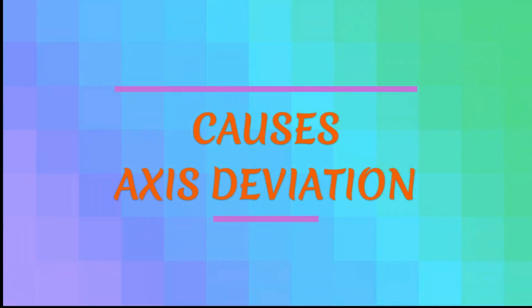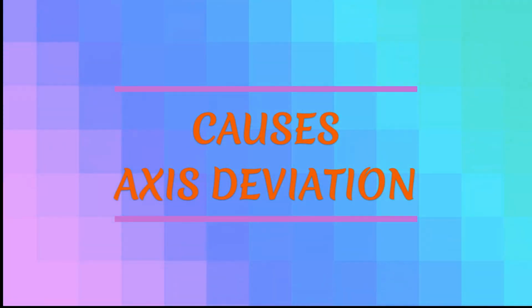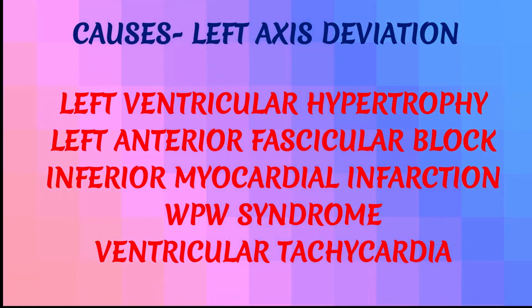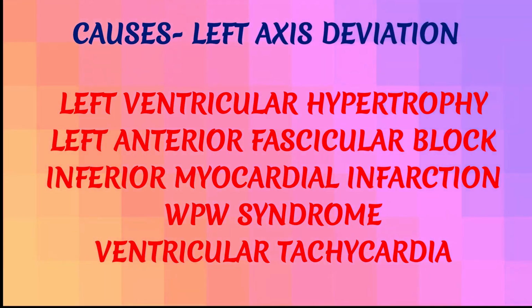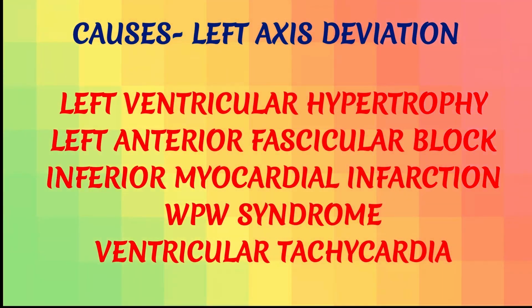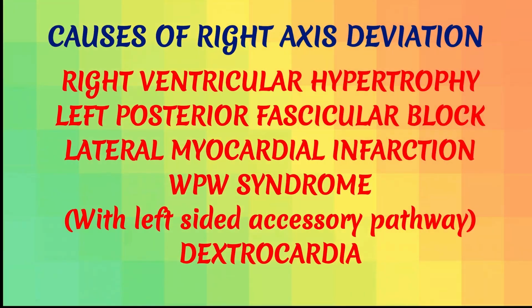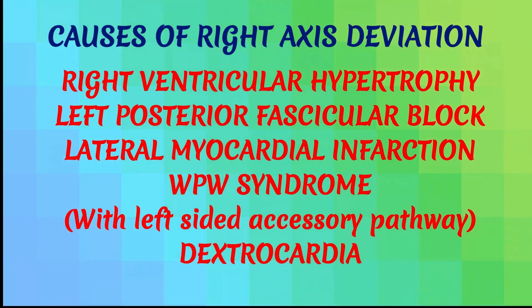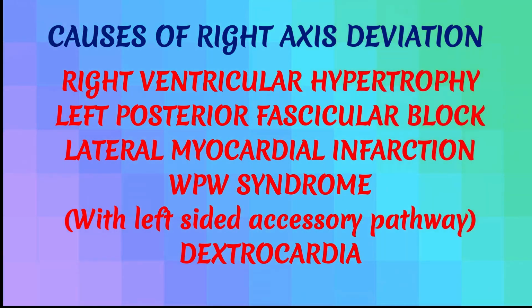Now at the end, we will go through common causes of axis deviation. Causes of left axis deviation include left ventricular hypertrophy, left anterior fascicular block, inferior myocardial infarction, Wolff-Parkinson-White or WPW syndrome, and ventricular tachycardia. Causes of right axis deviation include right ventricular hypertrophy, left posterior fascicular block, lateral myocardial infarction, WPW syndrome and dextrocardia.